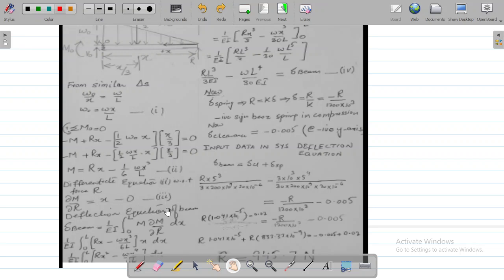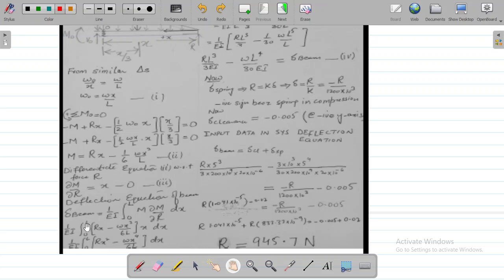This is equation 3. Now the deflection equation of the beam can be given as: deflection of the beam is equal to 1 over EI, integral from 0 to L, of M into dou M over dou R, dx. Okay, this is nothing but Castigliano's second theorem, which is applied to beams for deflection calculation. Okay, so now we simplify it.